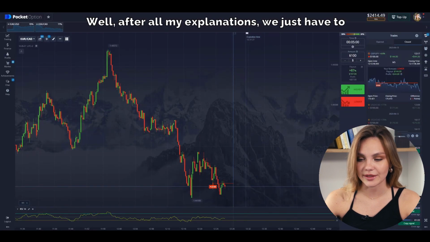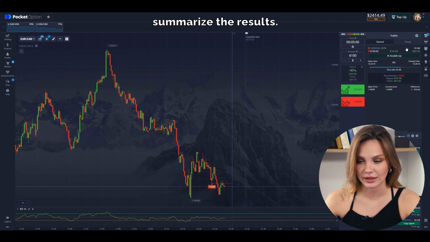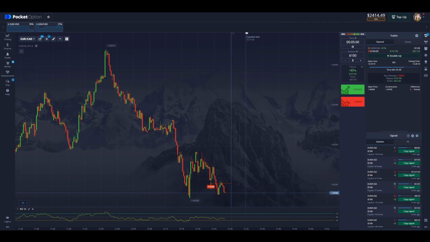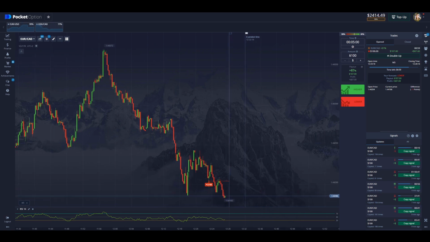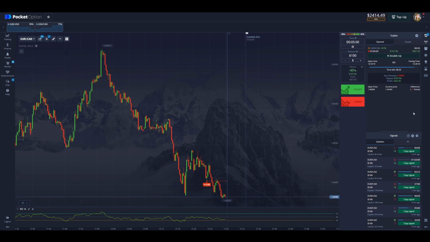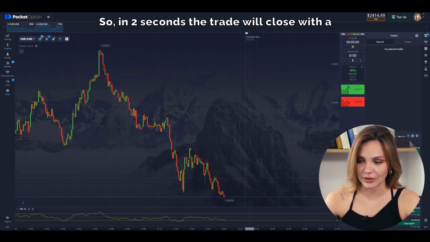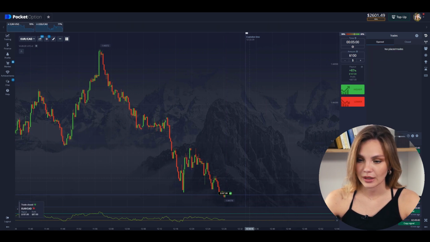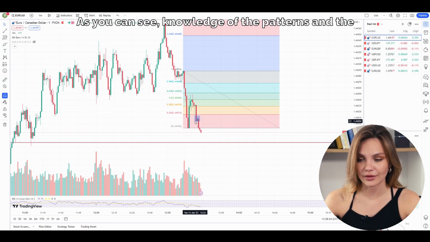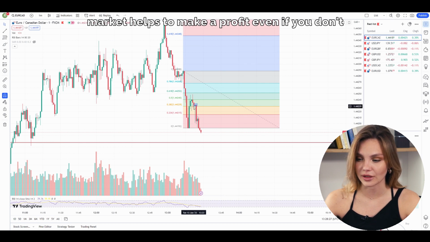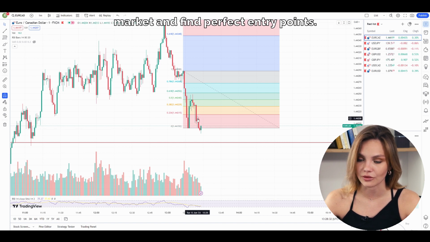Well, after all my explanations, we just have to wait another minute and a half, so let's wait and summarize the results. So in 2 seconds, the trade will close with a confident profit. Despite entering at a mediocre point, I made a profit. As you can see, knowledge of the patterns and the market helps to make a profit even if you don't have the opportunity to constantly monitor the market and find perfect entry points.